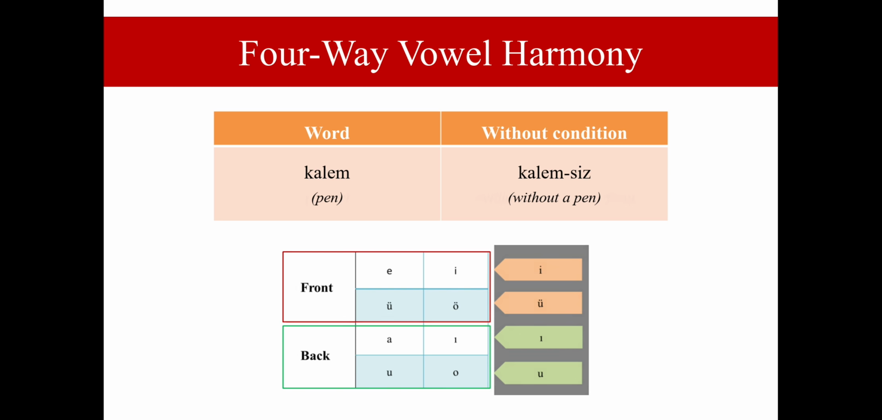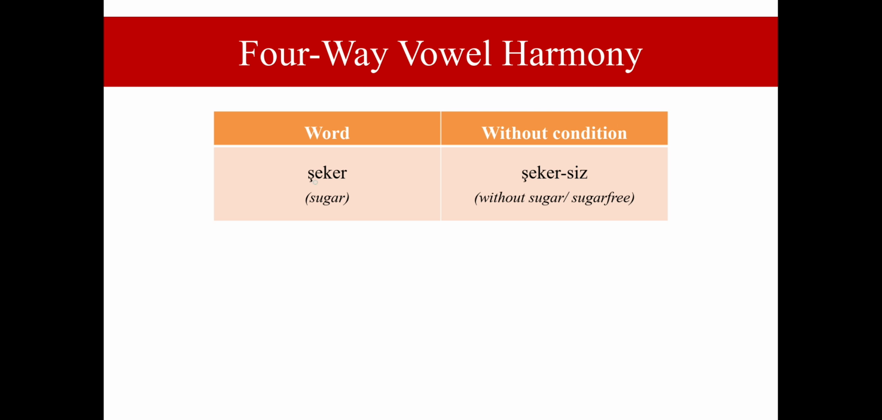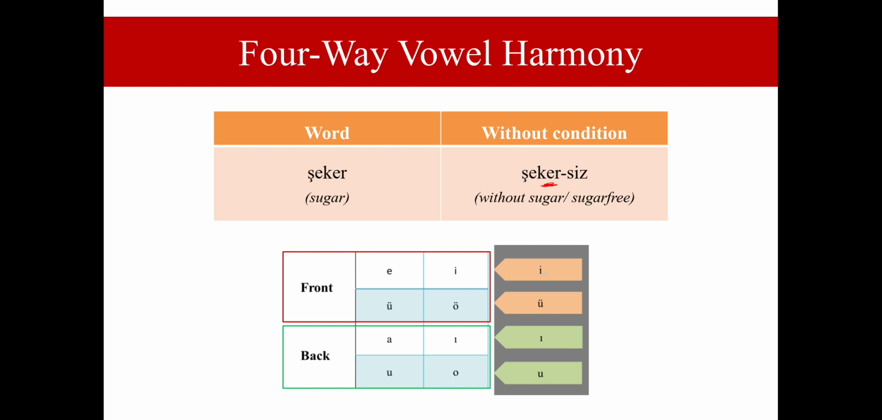Let's consider another example. So we have the word şeker, meaning sugar. Without condition, the suffix is siz, so it's going to be şekersiz, because again the last vowel is e, so we're going to use the I form of the suffix, meaning without sugar or sugar free. Actually, this is the literal translation.